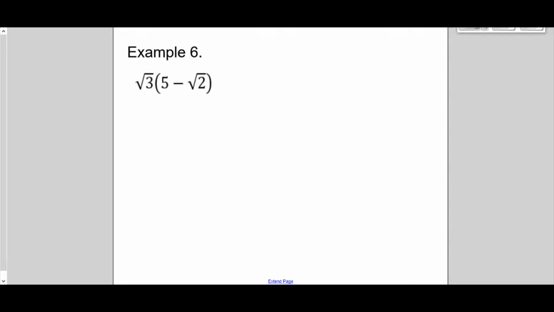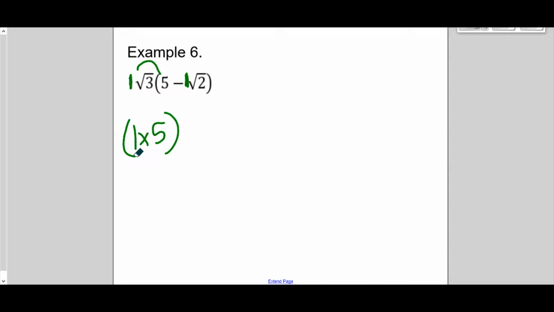Example 6, so this one requires the distributive property. Again, I'm just going to show the ones on the outside of my square root. So I have 1 square root of 3 times 5. I'm just going to use the distributive property. Remember, numbers on the outside get multiplied together. So I'm going to do 1 times 5. 5 is not inside the square root. It's outside. There's no square root around the 5. So I'm going to do 1 times 5.